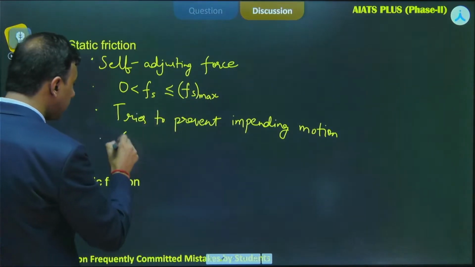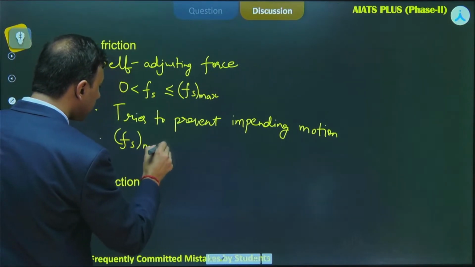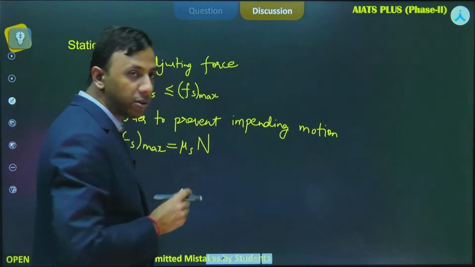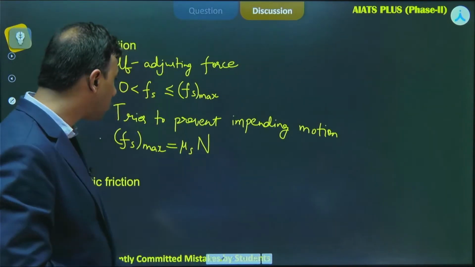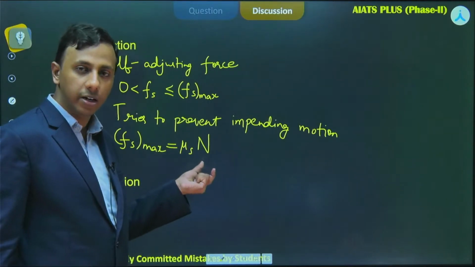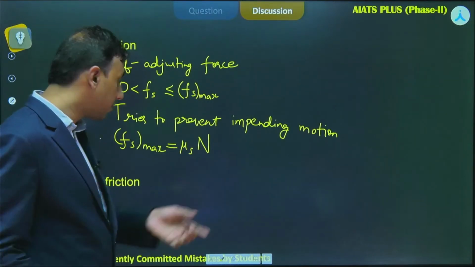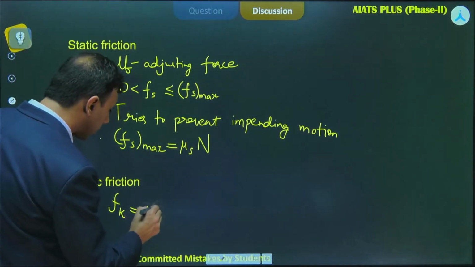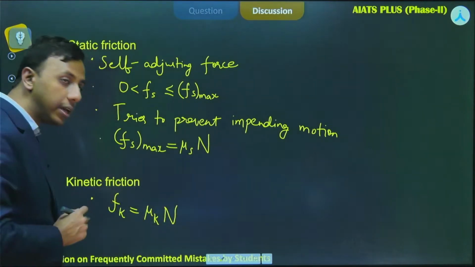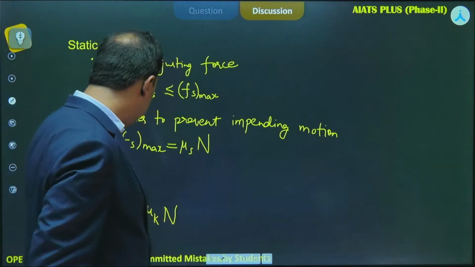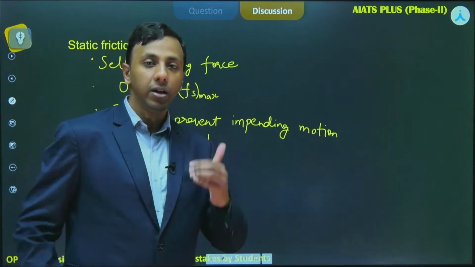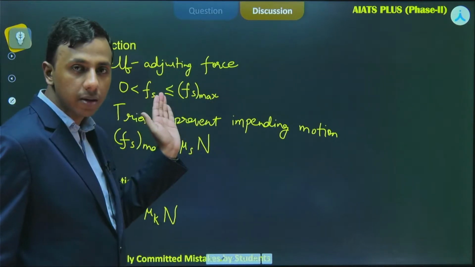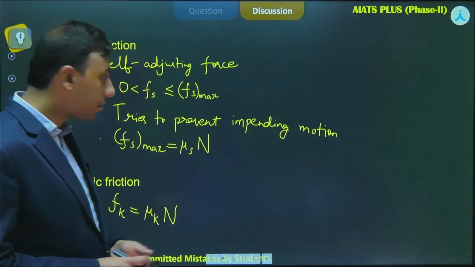And you can also remember this value, Fs max. It goes by mu s into normal force. I will tell you what this normal force is in a short while. Mu s is your coefficient of static friction multiplied by normal force. This is the maximum value. And what about kinetic friction? It would be mu k into N, right? Mu k into N. And remember, this comes into play when the body is slipping on the surface, which means all this is not valid. Okay, don't worry, we'll cover this as well.